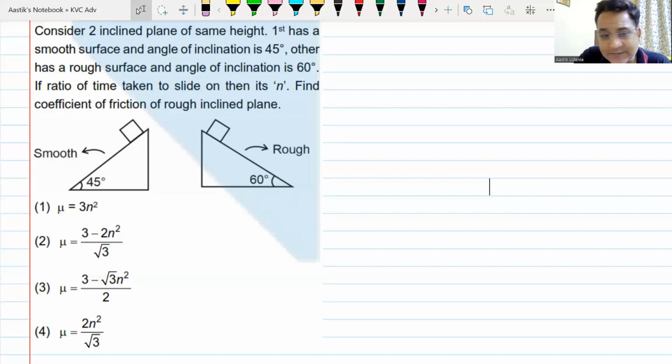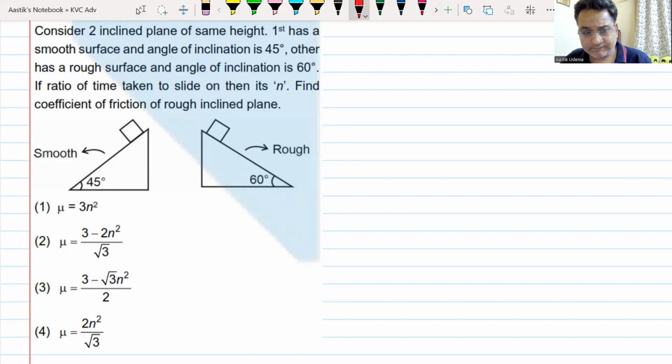The ratio of the time from the first slide to the second slide is given as n. So t1 by t2 is given as n. You have to find out the value of mu. I'll give you 2 minutes to solve this. So how are we supposed to do this? Any idea, anyone?